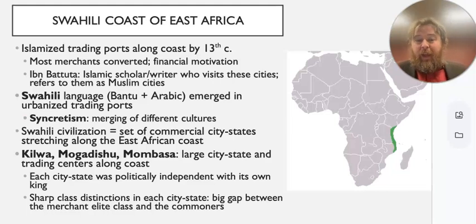This is an example of syncretism, which is of course a type of cultural diffusion. Syncretism is where you see the merging of different cultures. As some review, it's probably a good idea to pause the video right here and ask yourself why this area would be an exception. Why is this area connected to Dar al-Islam? Pause the video now and try to come up with an answer.